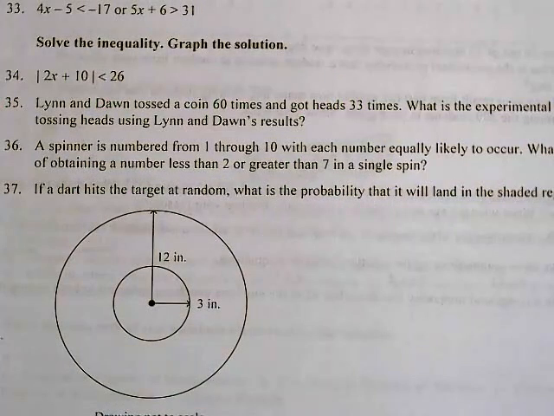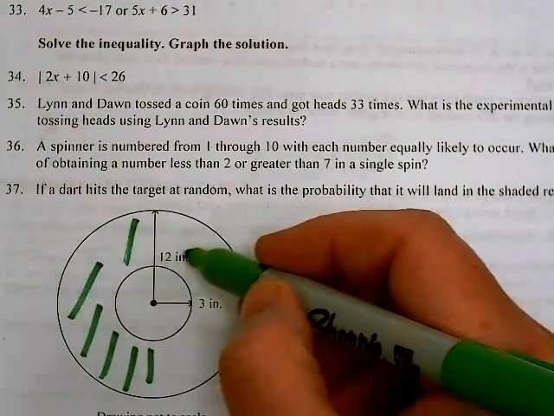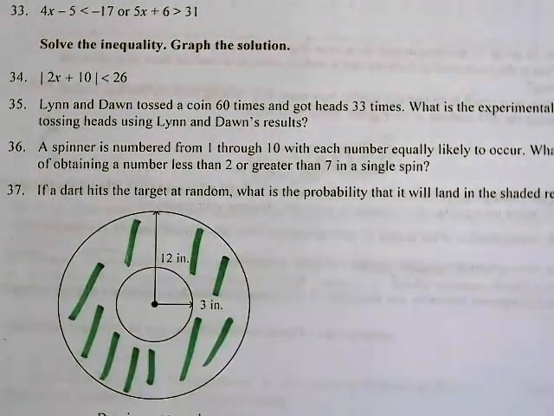37. There you go. If a dart hits the target at random, what's the probability it'll land in the shaded region? Well, we don't even have a shaded region. Sorry about that. Let's make this the shaded region. I went 7 shaded. It's okay. We're going to work it this way.